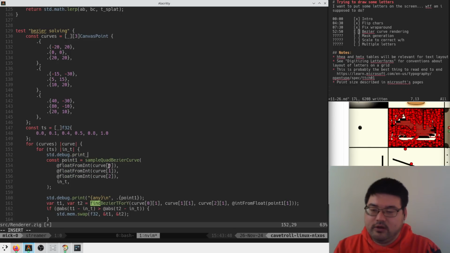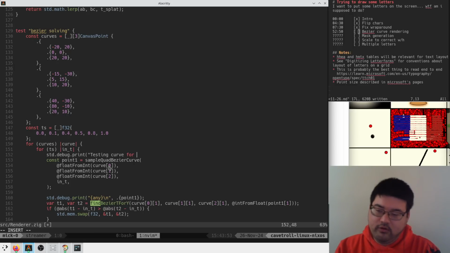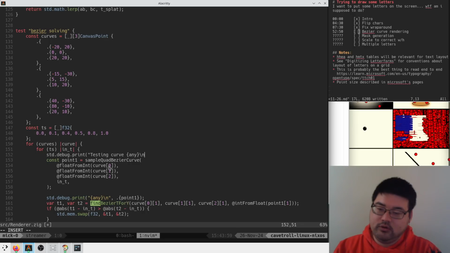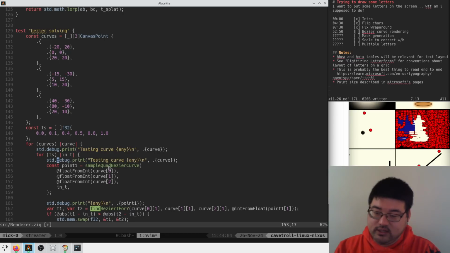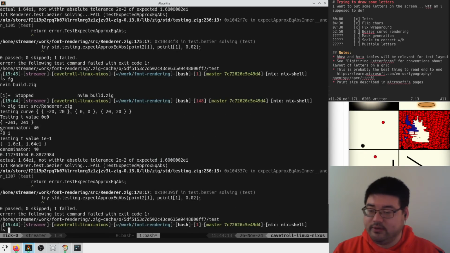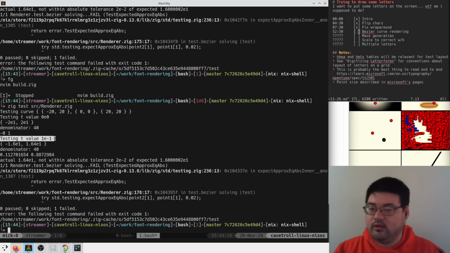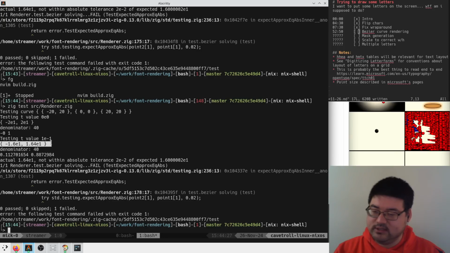std::debug_print testing curve for curve this. Okay. And testing t value in t. Okay. So now we're testing curve this, we test t value 0, we test t value 1, then we test t value 0.1. This gives us these things.